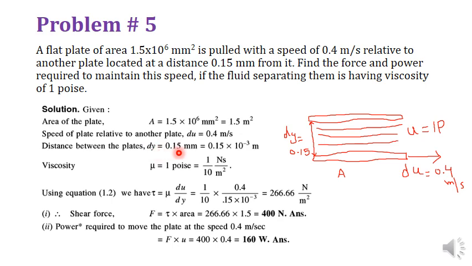Relative to another plate, that is directly going to give you du, 0.4 meter per second. The distance between the plates, dy, is equal to 0.15 millimeters, again converted into meters. That is going to give you 0.15 into 10 raised to power minus 3. Viscosity is equal to 1 poise, so we are dealing with the CGS system, and it is converted into Newton second per meter square by dividing by 10.